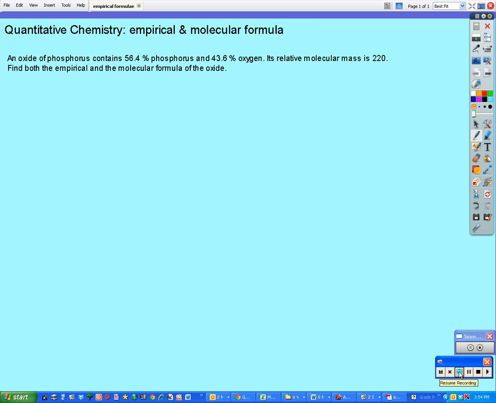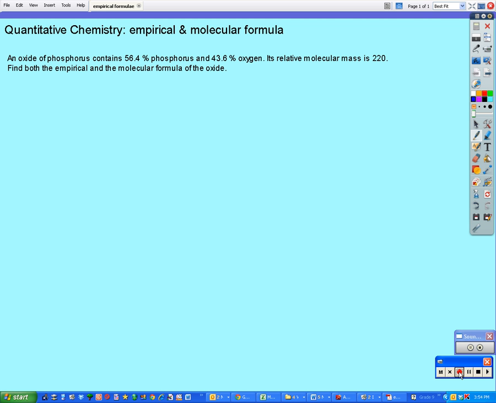Okay, here we are again with some more quantitative chemistry, working out some empirical and molecular formulas. Now this example is actually more tricky than a lot of the ones you'll have to do, but I think it's a good example to get you through just about everything you need to do. I think the first thing for you to remember, and the best way to approach any problem to do with the empirical formula, is to make yourself a table.